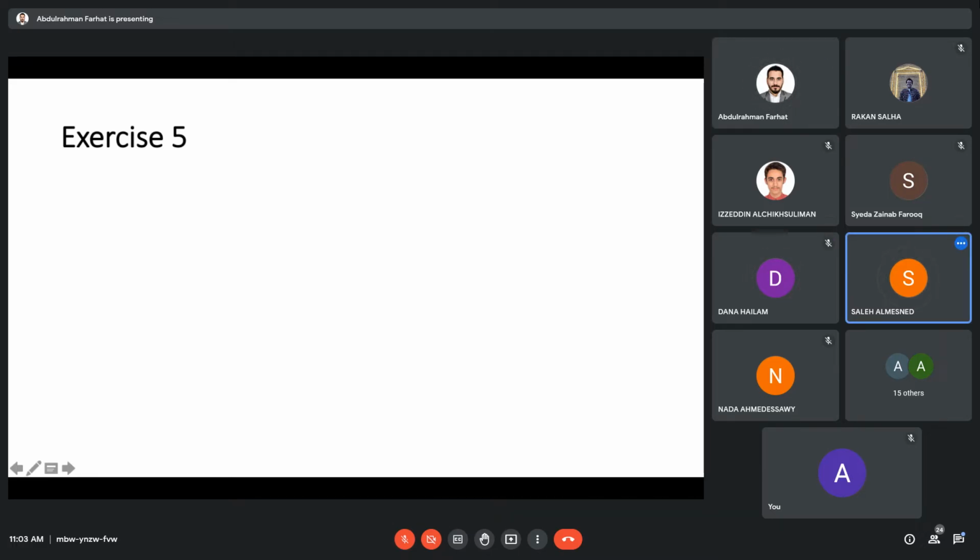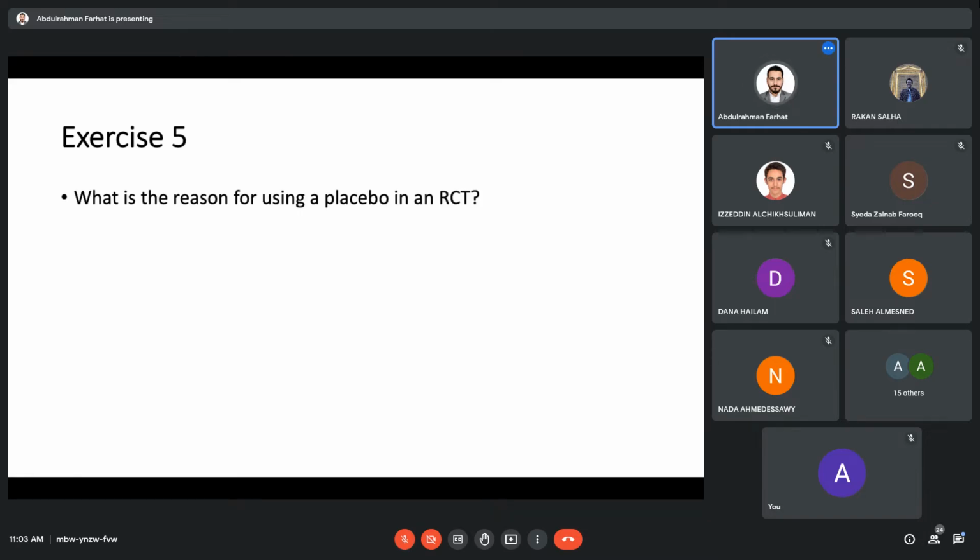So are you ready to be with me for exercise 5? Yeah, sure. Good. Okay, so the first question in exercise 5: what is the reason for using a placebo in an RCT? I think to prevent any misleading information, because some patients may pretend that they have symptoms. Exactly. So can you try to say that in English? I think I lost the word, doctor. Sorry.